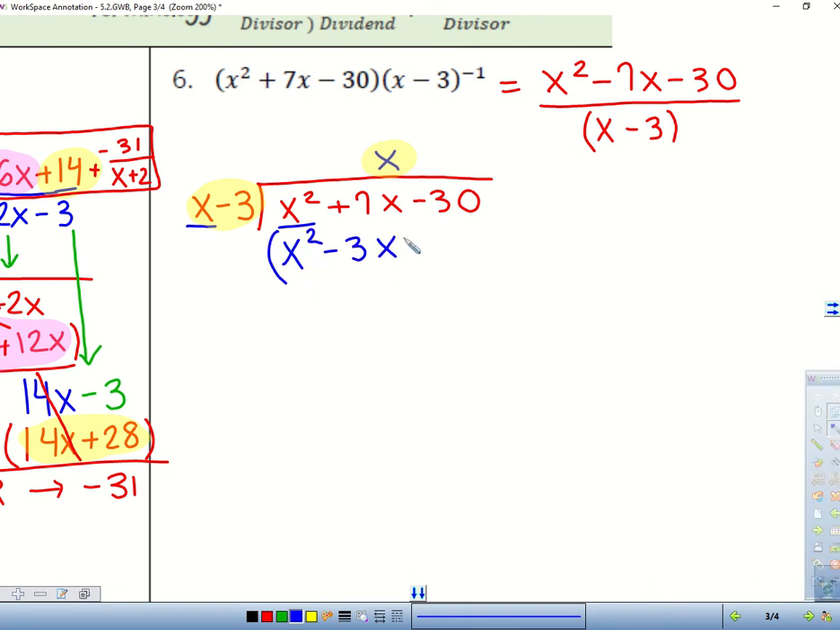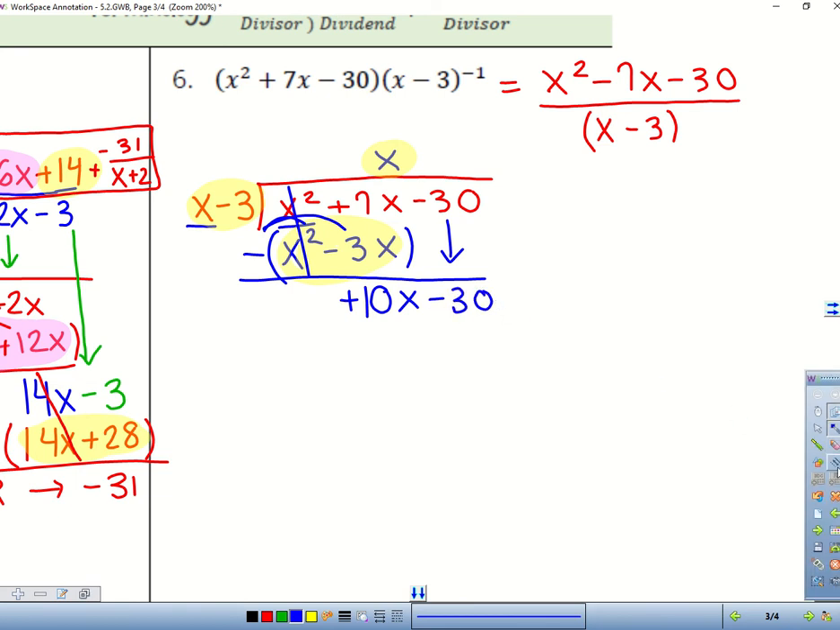Very good. This is subtracted. The first term is eliminated, and it becomes 10x. Everyone understand why it becomes positive 10x? Because you're subtracting, which means the sign is always flipped. Drop the negative 30.